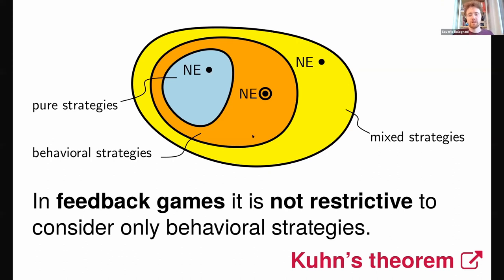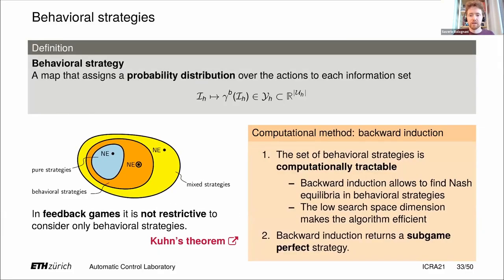The details of this are contained in Kuhn's theorem, in the monograph that we're going to post online. But the take-home message here is that if you have a feedback game, you can randomize at the level of the individual information set. You don't need to look into this huge set of mixed strategies. This is very good news. The behavioral strategies are a set which is computationally very tractable. Backward induction works, and that's what we're going to see in the next couple of slides.